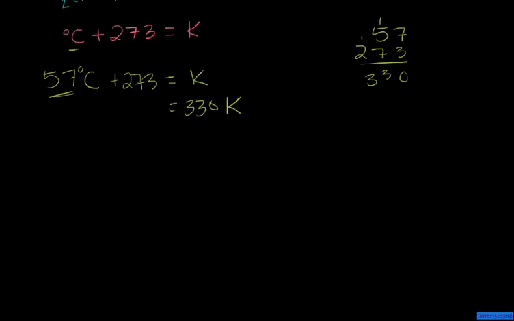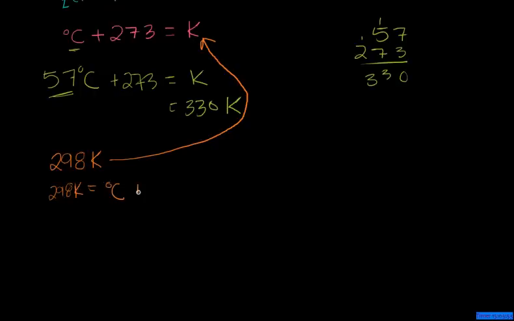We can go the other way as well. Say we have 298 Kelvin. That's a very common temperature. That's considered room temperature. And I want to know 298 Kelvin, what's that in Celsius? Well, again, all we need to do is substitute it into our formula. So I'm going to say 298K is equal to my degrees Celsius plus 273.